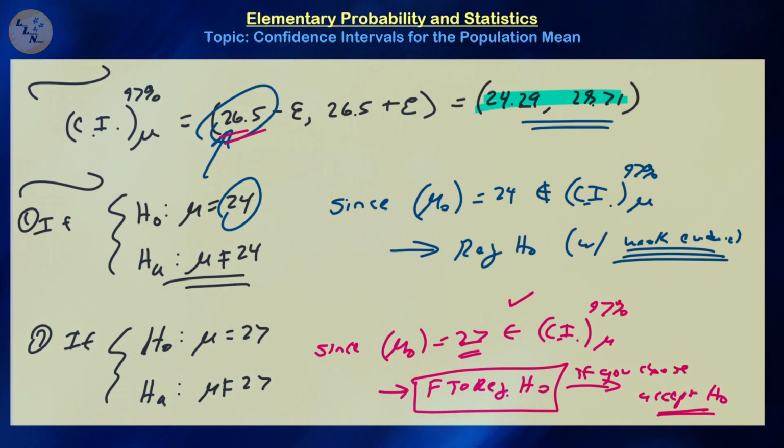Anyway, that's just an introduction to confidence intervals for the population mean and its connection to hypothesis testing. Now, there are a couple other alternative ways that you can conduct a hypothesis test via what we call test statistics and p-values. We're going to be looking at them in the next discussion.